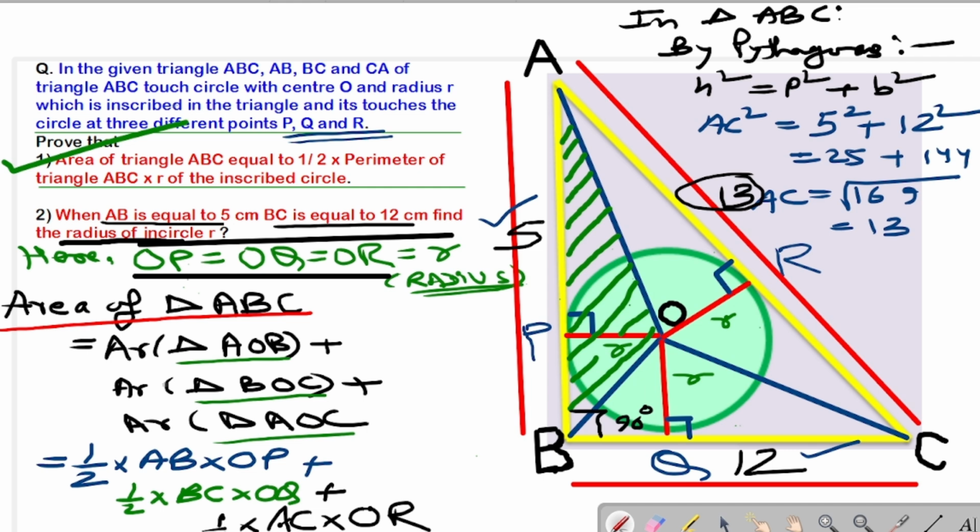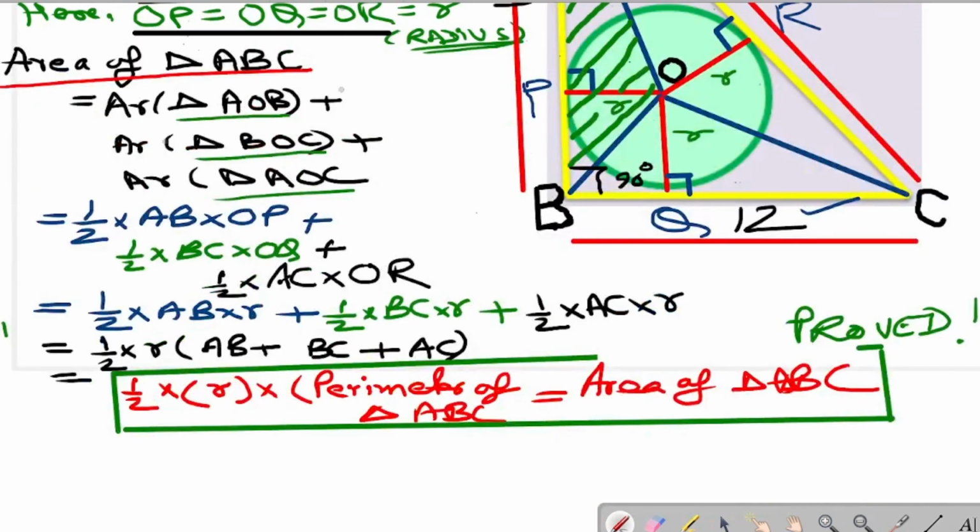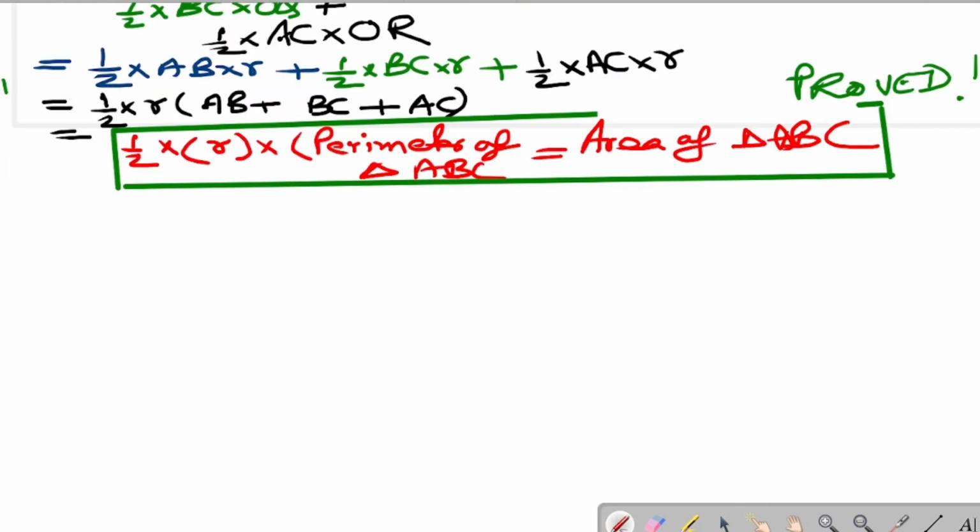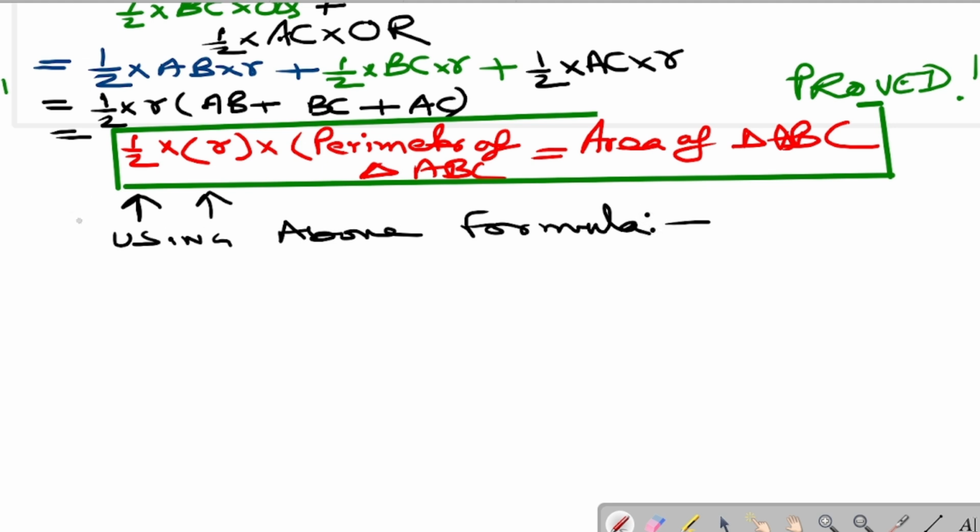So putting up the values over here, we can see this was the formula. Just going downward, 1 minute. Yes, here half into r into perimeter of triangle ABC, right? What is the perimeter of triangle ABC? That is AB plus BC plus CA. And now we know all the three sides, the measurement of all the three sides, right? So using the above formula, I am writing over here.